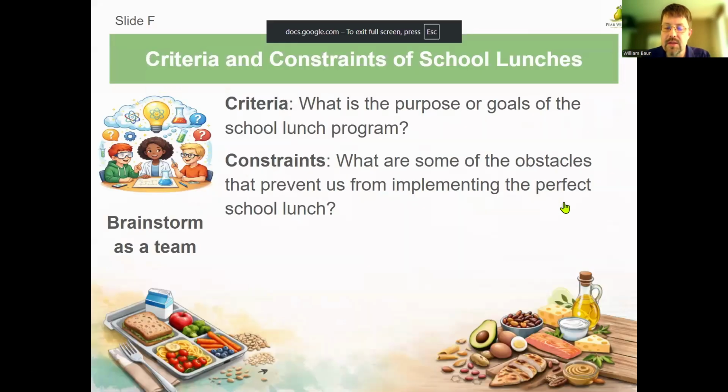Learning a little bit about the history helps prepare students to discuss the criteria and the constraints around designing a school lunch. So the goals historically have changed, and some of the constraints have changed. In some years, there's budget problems, accessing local food, dietary preferences change. These are all things that students are going to brainstorm, and we'll keep this list as a class and refer back to it at different times during the unit.